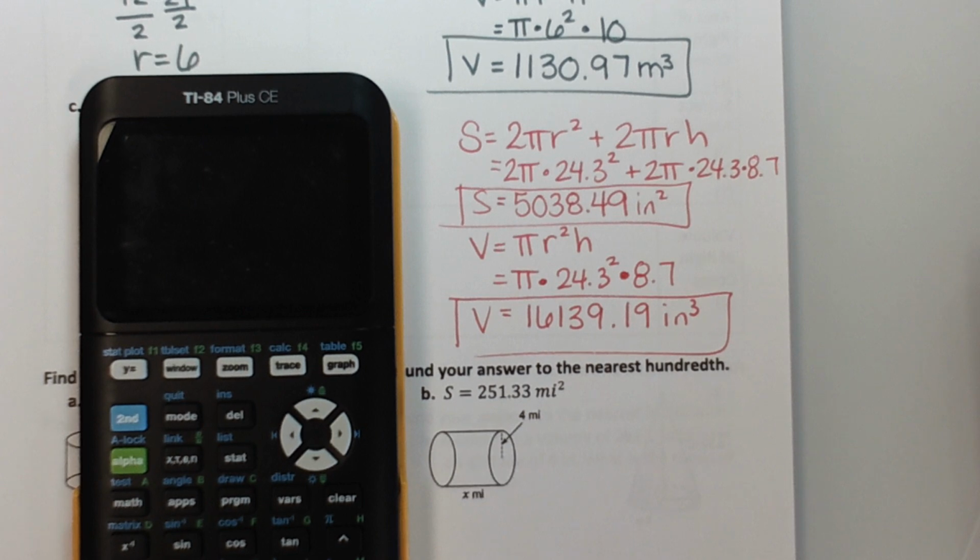Charlie, what's the height of our cylinder? 8.7. 8.7, so be careful. Height does not always go up and down. Oh, bad juju. 5,038.49 and 16,139.19. Most people had gotten this already.